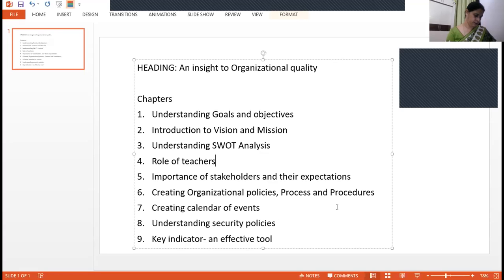In the process of accreditation, in the process of NAAC, we can put it like this. A role of a teacher in college sustenance. No, this is in the process of accreditation. Role of teachers in the process of accreditation.